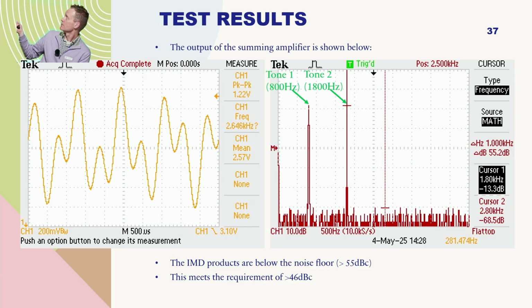And so I put one cursor up here on one of the tones, the other one down at the noise floor, and you can see that the distortion's very low. Okay? The distortion or noise here is 55 decibels below these tones. So it's very good, pretty happy with that. This certainly meets, much better than, my requirement of 46. So it was pretty good. I was fairly happy.